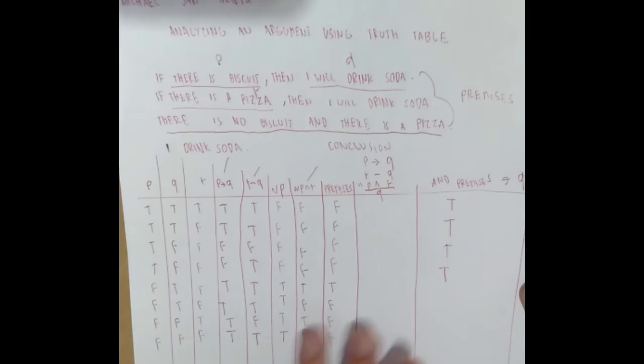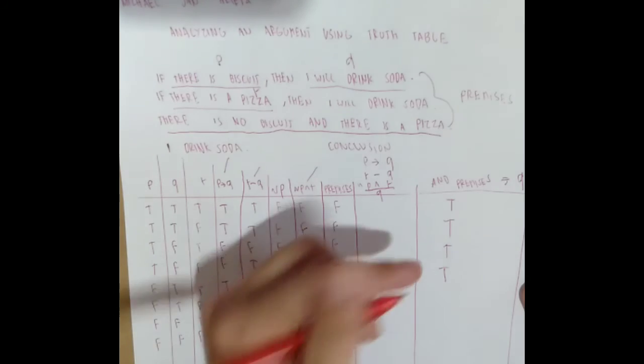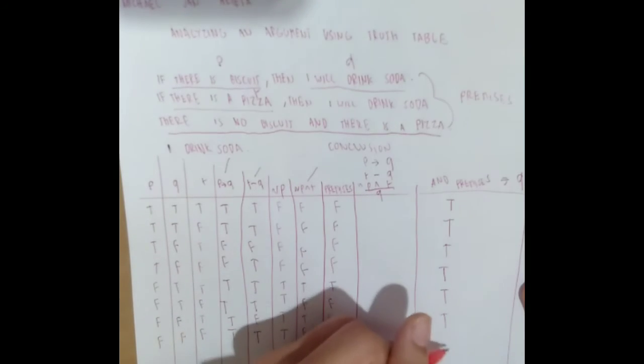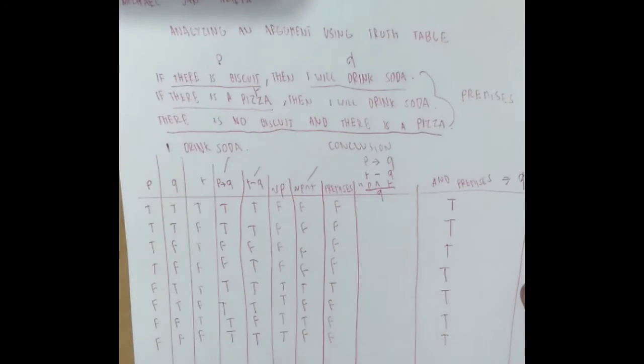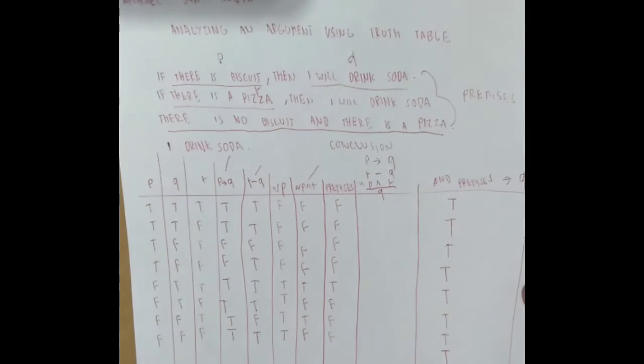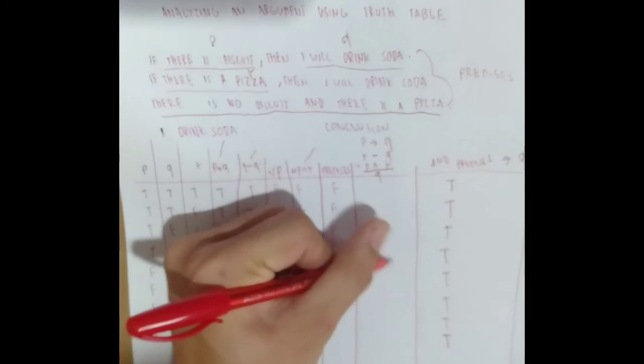Here we have to check. The conclusion is true, so it's going to be true. False, it's going to be true. The premise is false, true again, and the premise is false, so it's going to be true again. So this is valid.